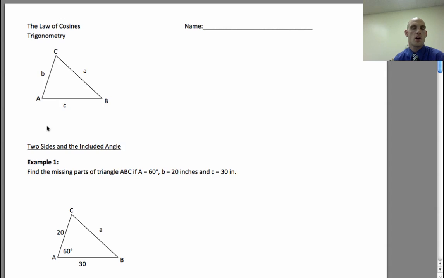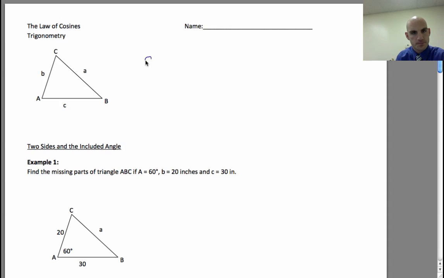The law of cosines, we start with the basic assumption that we're going with a triangle that looks like this. An angle A, large A, is across from the side that's small a. Angle B is across from the side that's small b. Angle C is across from the side that's small c. The law of cosines has three forms.